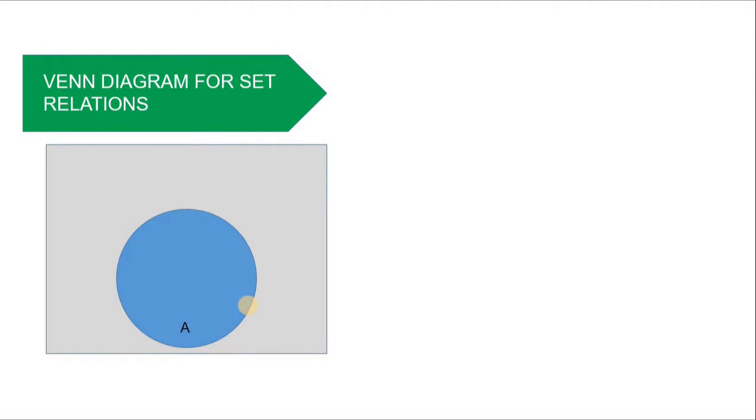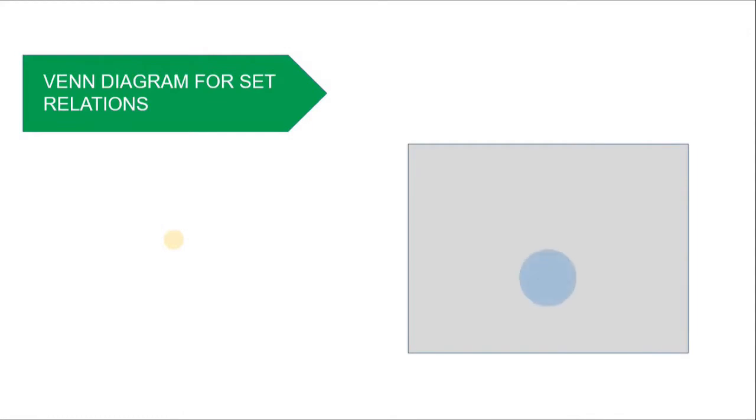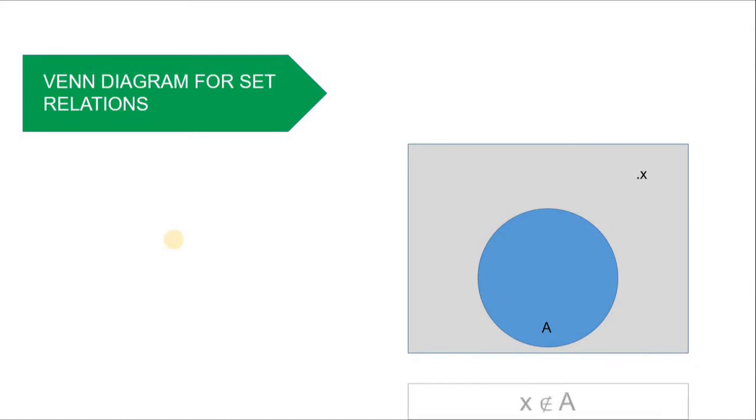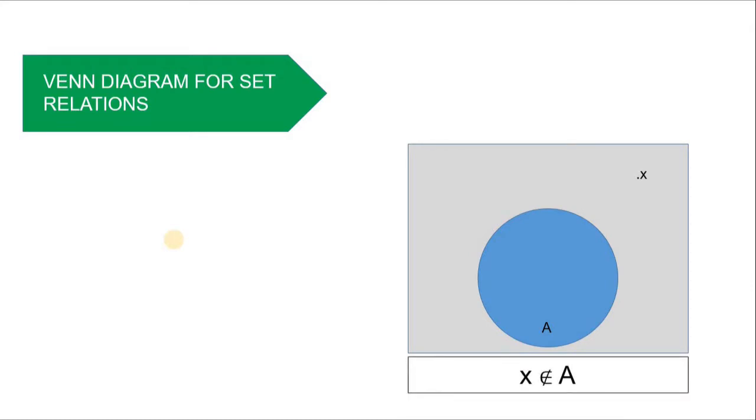We have X is an element of A here. So, our set here is set A and X is inside the set A. Okay? So, therefore, we can conclude that X is an element of A. Other one, we have set A and X is outside the set A, therefore X is not an element of A.